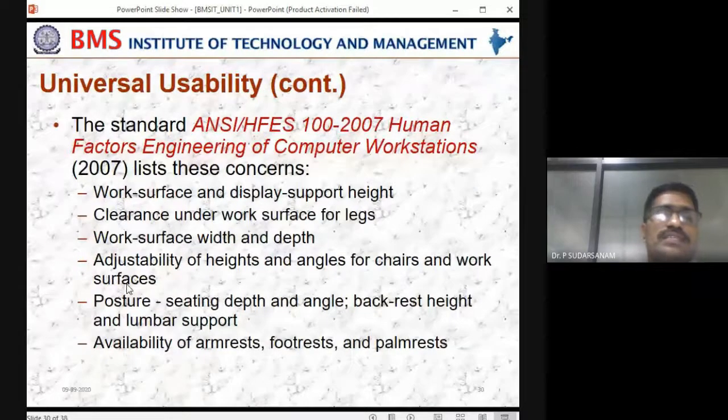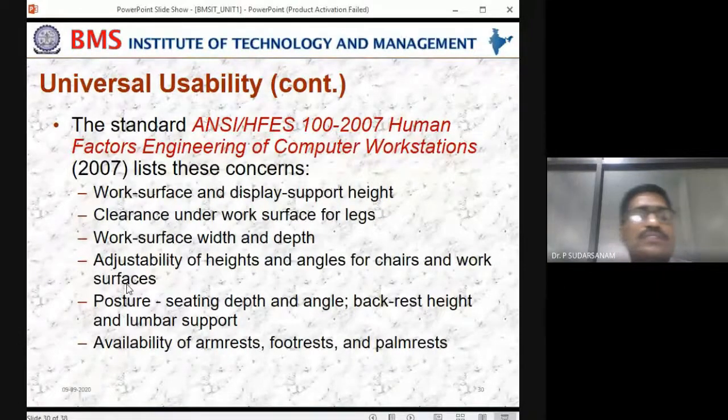Next one is the standard ANSI/HFES 100-2007, Human Factors Engineering of Computer Workstations. According to these standards, they have given some points that we need to discuss. Work surface and display support height. Next one is clearance under the work surface for legs. Work surface width and depth.